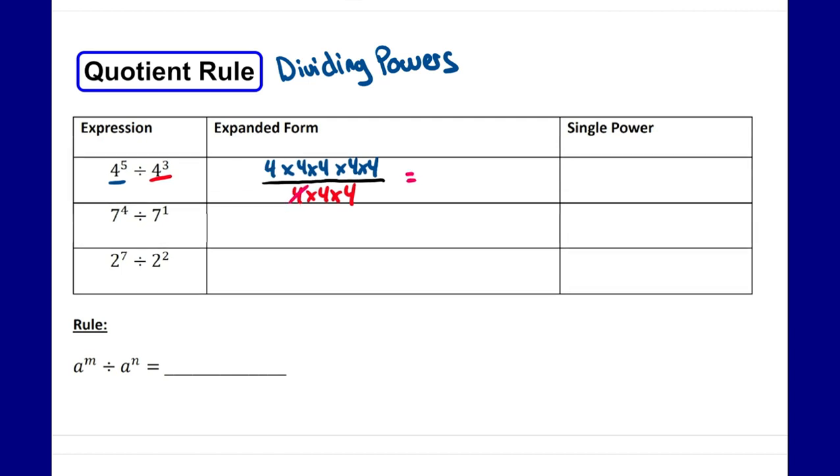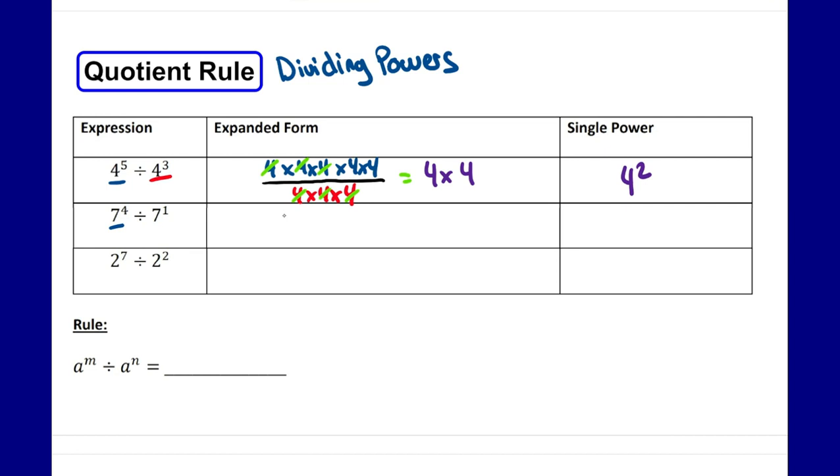Actually, let me use a different color. So I can cancel out a 4 on the top, a 4 on the bottom, and continue through until I'm done. Now I'm left with just 4 times 4. What is that as a single power? Well, that is 4 to the power of 2, or 4 squared. You might already be able to figure out the rule, but let's go through the other examples and see what we get.